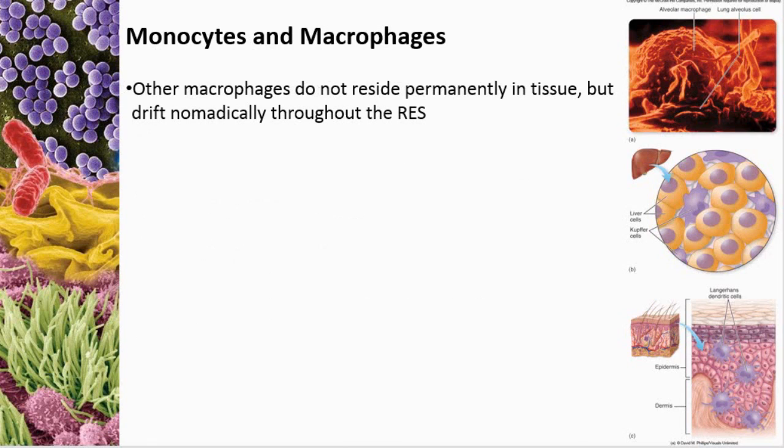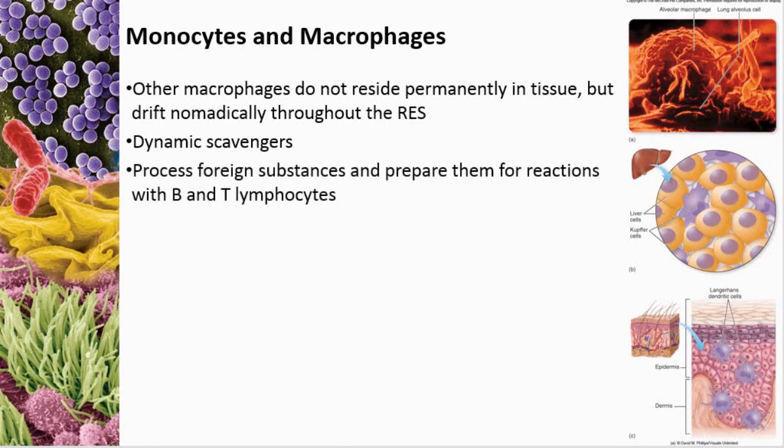Okay, so there are other cells that don't take up residency in tissues, but sort of roam. They call these dynamic scavengers. Dynamic just means not stagnant, so they're just moving. And these are the ones that will become antigen presenting cells, where they will bring antigens into a lymph node and present them to the B and T lymphocytes.